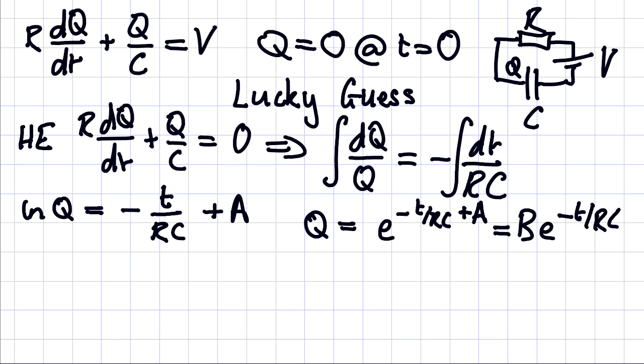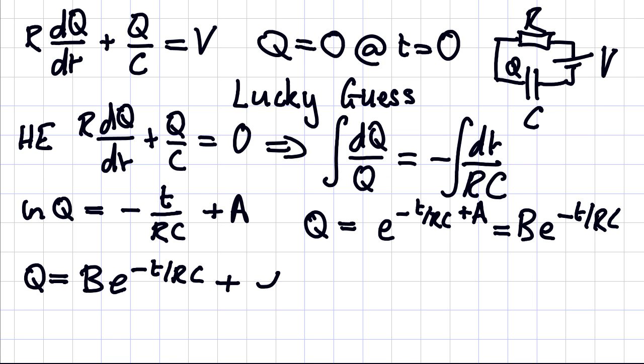In the lucky guess method, we try to guess what the solution to the inhomogeneous equation is going to be. So we start off with the solution to the homogeneous equation, B e to the minus t on RC, and then we add on our guess for the extra bit we need to solve the inhomogeneous equation. Because the right hand side of our equation is a constant, we're going to guess that the extra bit we need is going to be a constant, which I'm going to call alpha.